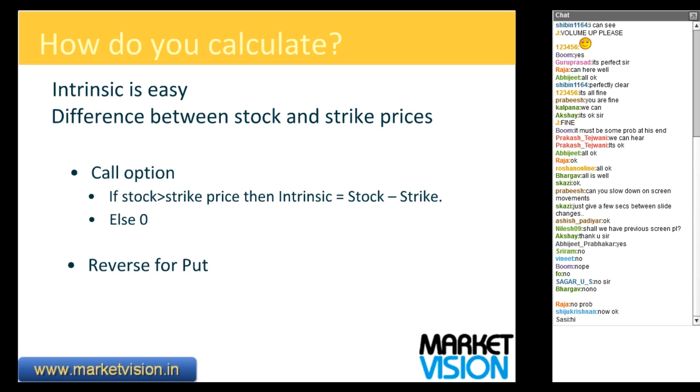If the stock is above the strike price, then your intrinsic is whatever is above. That's stock minus strike price. It is the reverse for the put. That means if the stock is below, there is an intrinsic value. If the stock is above, there is no intrinsic value.